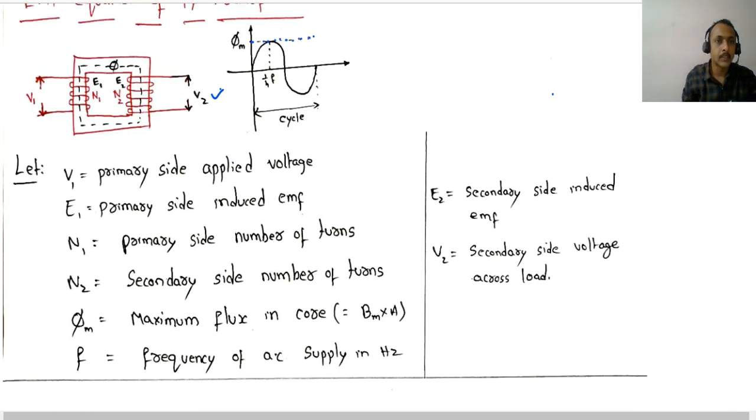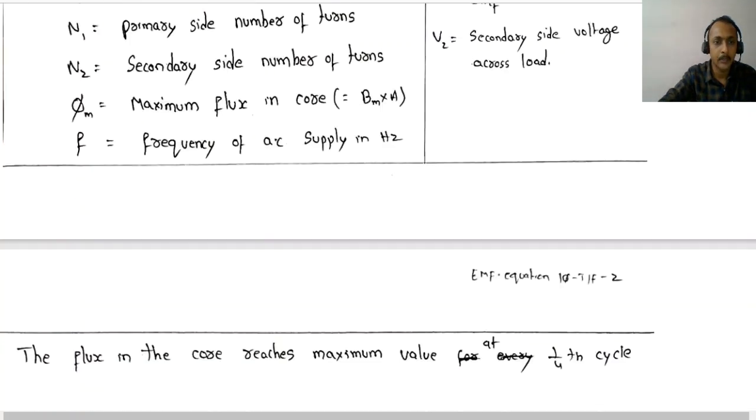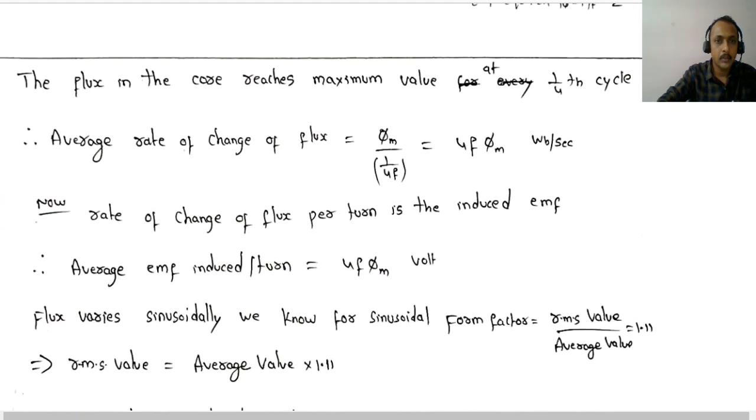Now the question arises, how much voltage will be induced in the primary and secondary, where V1 is the applied voltage? How much voltage depends upon which factors, we will see here. Here the flux in the core reaches its maximum value for every 1/4 cycle, as we have just discussed.